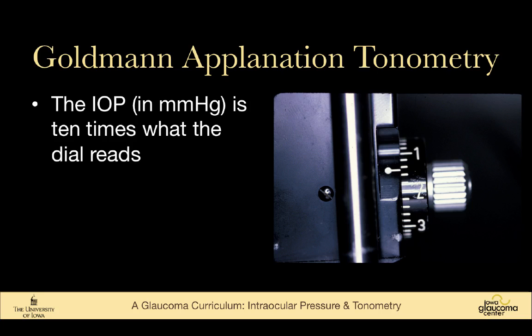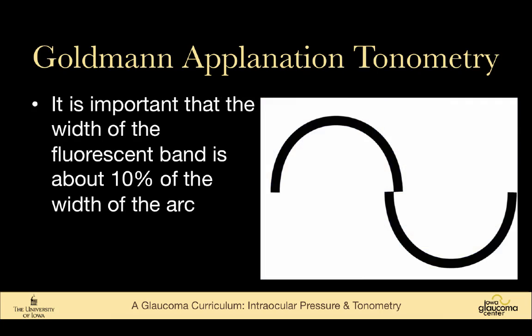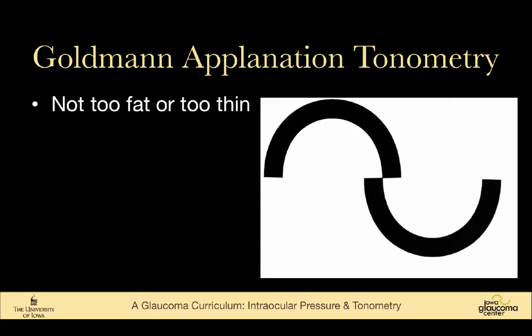The intraocular pressure in millimeters of mercury is 10 times what the dial reads. In this case, 15 millimeters of mercury. It's important that the width of the fluorescein band is about 10% the width of the arc. Not too fat like this or too thin. So this is very thin. Very thin Mires will underestimate the intraocular pressure. Very thick Mires like this will overestimate it, and this would be just about right.